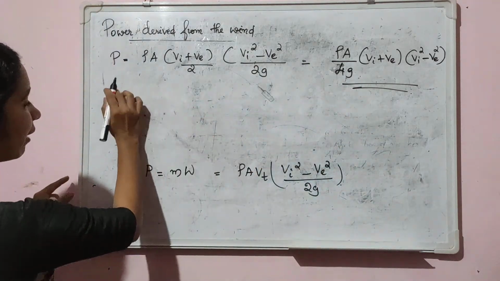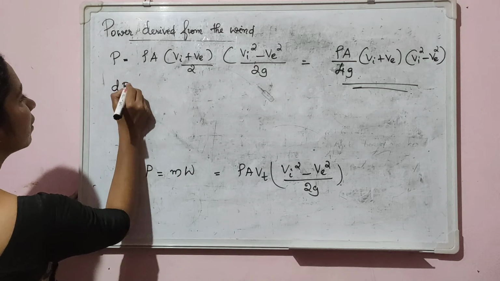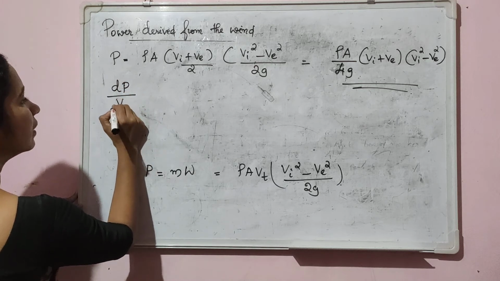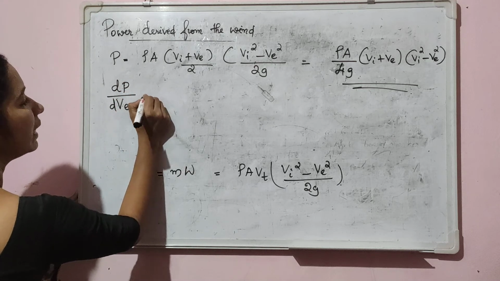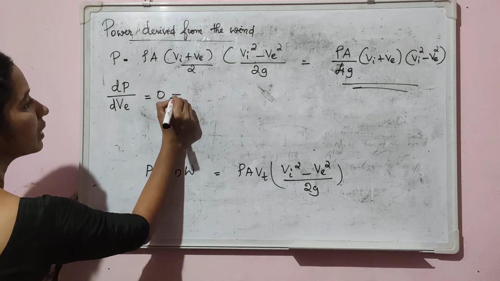So we have to find out the maximum power. So we have to differentiate this power with respect to Ve. So dP divided by dVe, and we have to equate it to 0.